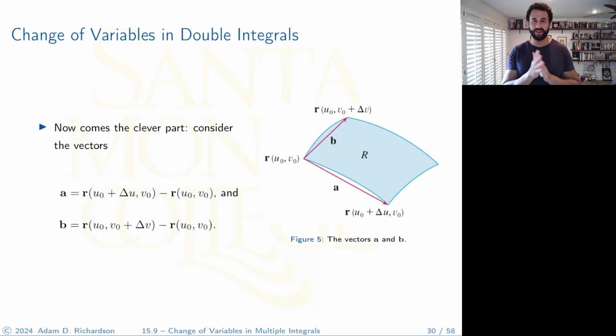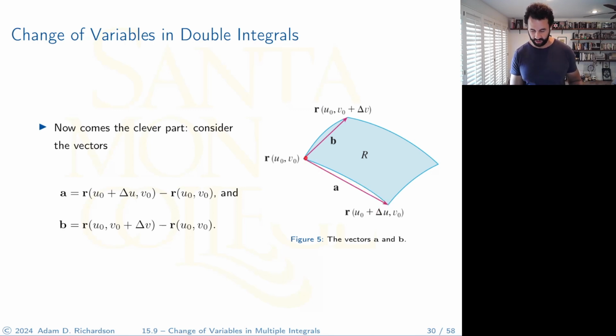All right, now here comes the clever part. Here comes the clever part. I want you to consider the vectors a and b that are given right here, and I'm going to describe what they are on this picture. So what is the vector a? It's the vector that goes from this point to this point. So how do we describe that?